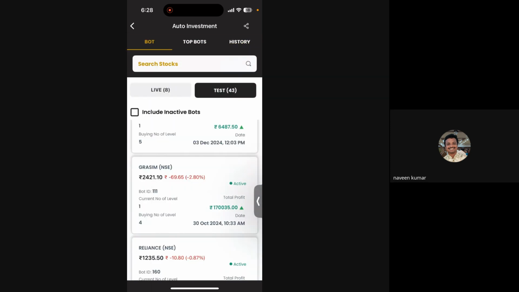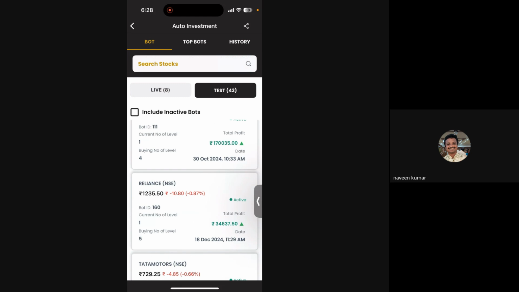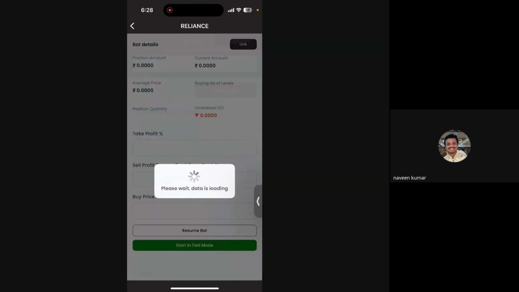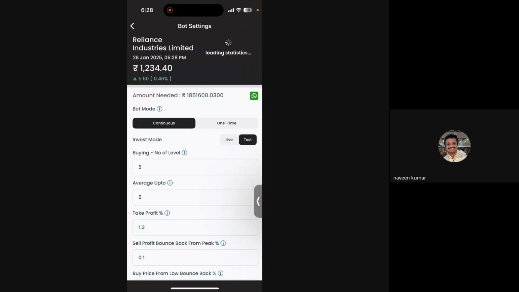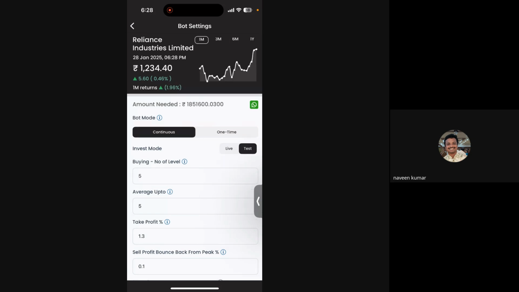Let's come to the bot here. Let's see Reliance. Reliance has already booked how much? 34,000, which was created on 18th of December at 11:30 a.m. Let's see what is there in the bot. Okay, so Reliance is trading at 1,234, which is 0.5% up today, 5 rupees up.